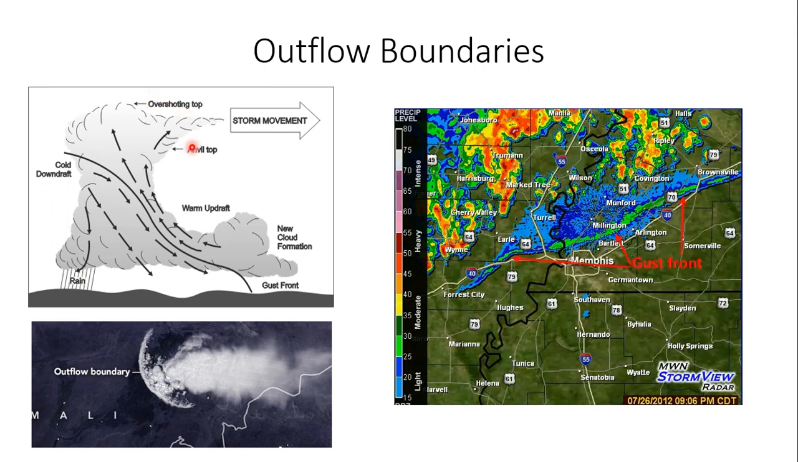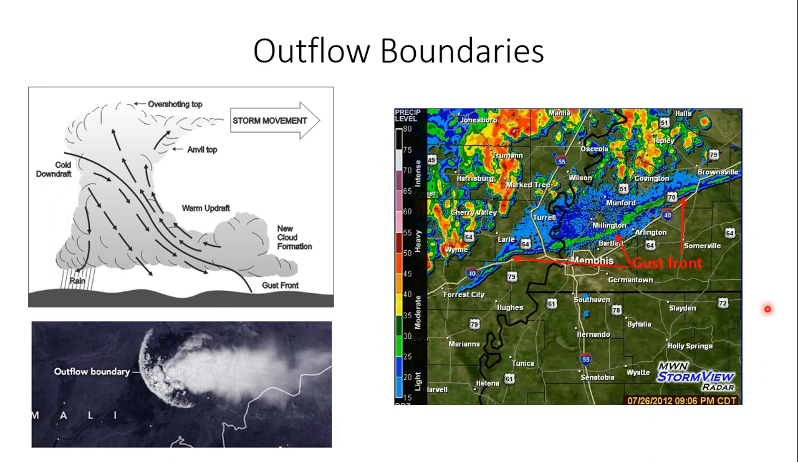In this case also, we're getting an anvil shape up to the top here, and then we're also getting these overshooting tops, which indicate very intense convection and very intense updrafts to be able to punch through the stable stratospheric layer. On the bottom left, I'm showing you a satellite image of what an outflow boundary looks like. Generally, you see what it's pointing to. It's like this arc-shaped cloud. That's an example of what an outflow boundary would look like on a satellite image.